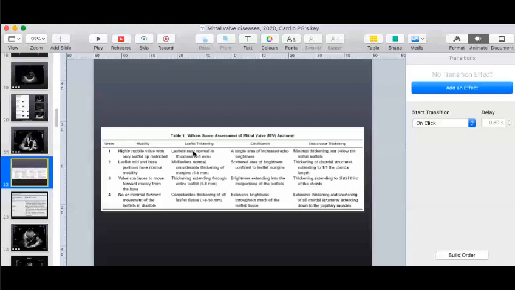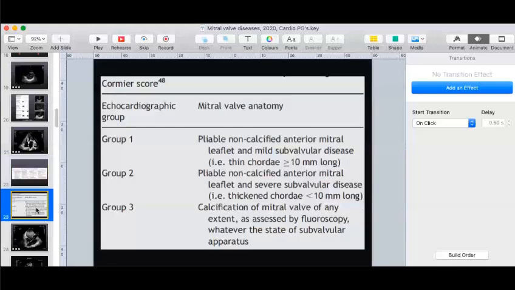So coming to the Cornea score. You mentioned the Cornea score. So this is the Cornea score. It is primarily looking at the pliability, the calcification, and the length of the chordae. So if it is a thin chordae, more than 10 millimeters, it is in group one. So this is a better score. And you have a thickened chordae, but here there is shortening that has happened because it has become thickened. It has lost its tensile strength and now it is shortened. So here it is less than 10 millimeters. So here the score is starting to worsen. So the worst is group three.